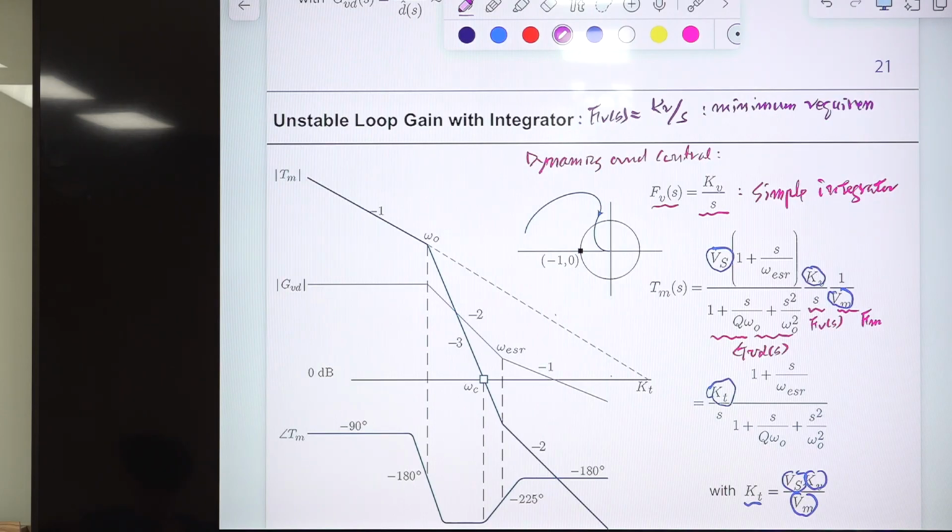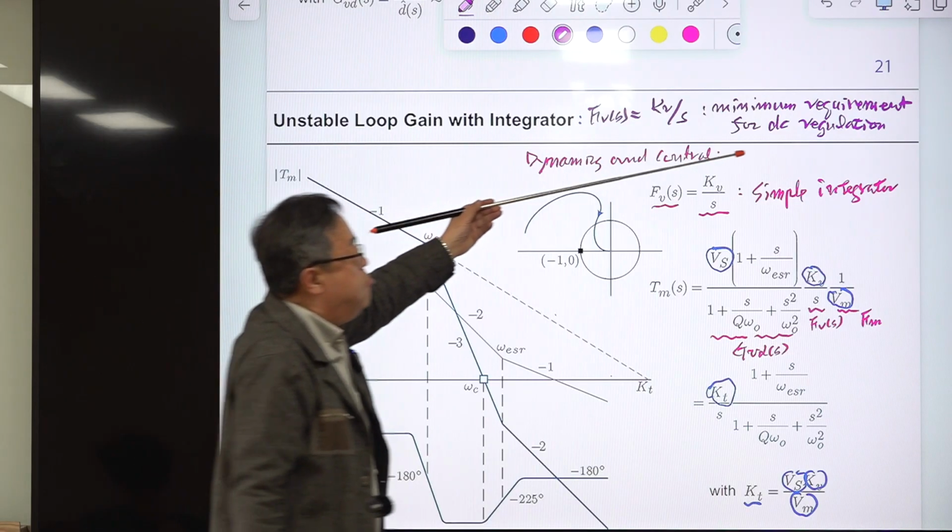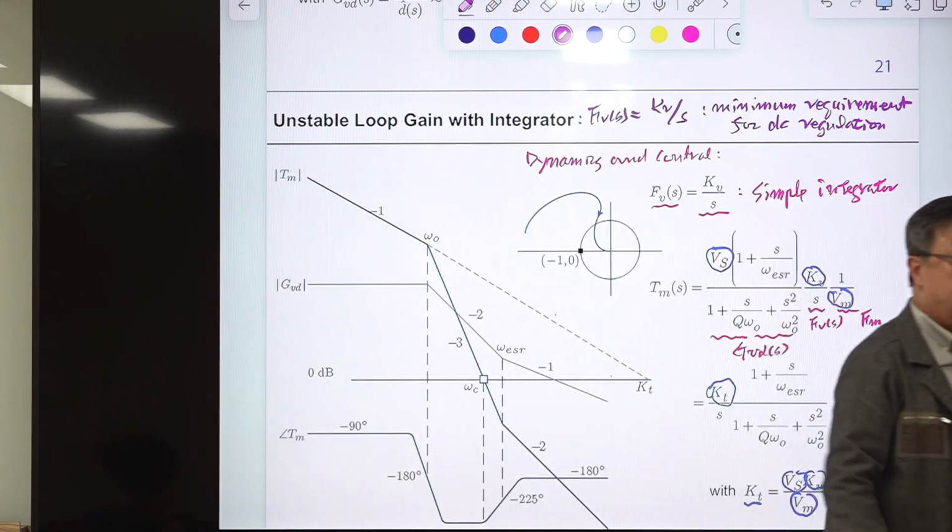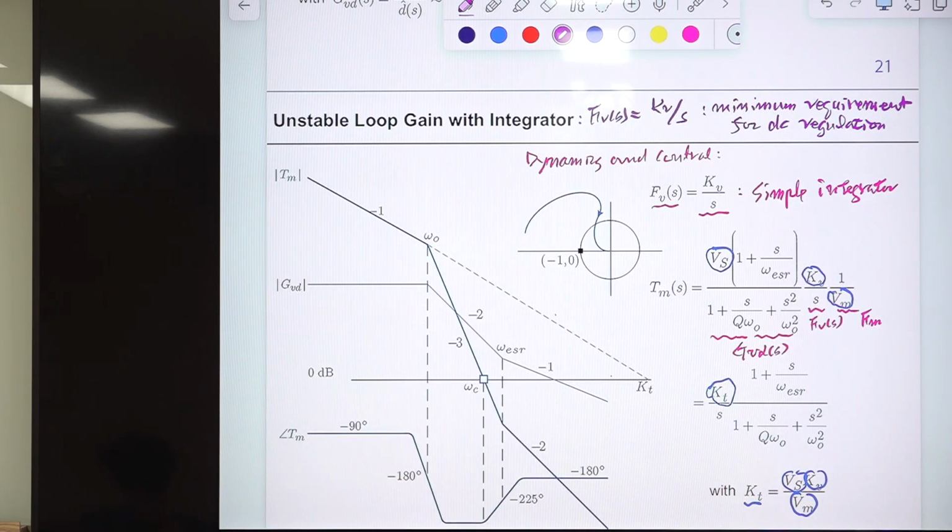Minimum requirement for DC regulation. DC regulation is the same as the output regulation. You want to have the fixed value at the output in steady state. That is called the DC regulation. For that purpose, you should have this integrator. So you are just assuming you only have this just to satisfy the minimum requirement.